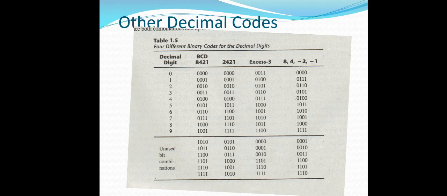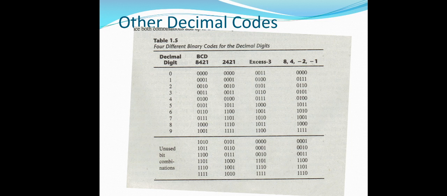These are the list of your decimal codes. You have your decimal digit represented by BCD, which represents 0, and then your 2421 and excess 3 and 84, -2, -1. Again, for excess 3, you have to add 3 to the number.